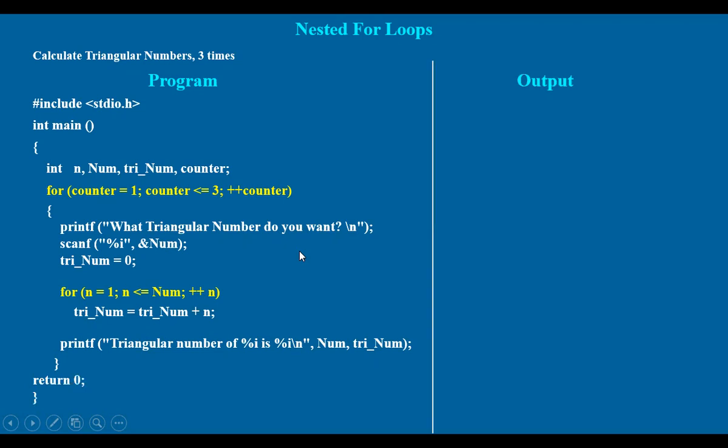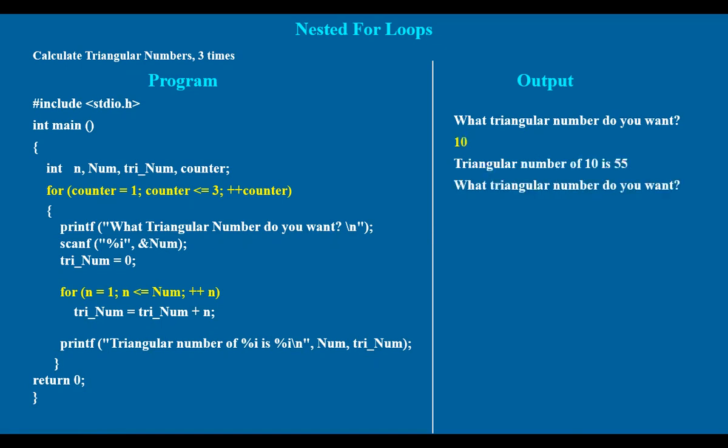Now let's compile and execute this program. What triangular number do you want? It is asking, right? So you have given 10. It displays the triangular number of 10 is 55. And immediately it is asking for another number, because this statement is over. Again it starts with counter number 2. It is incremented by 1 and has become 2, and it repeats. That's why this statement has executed.